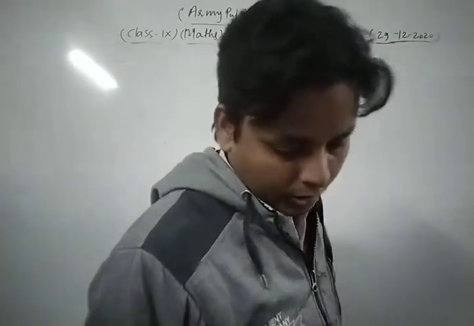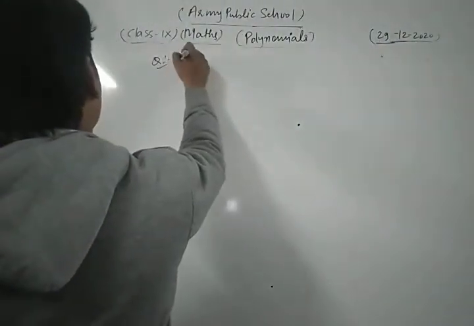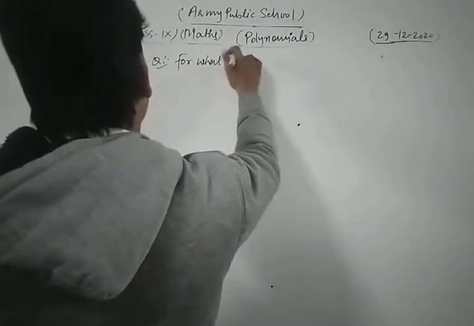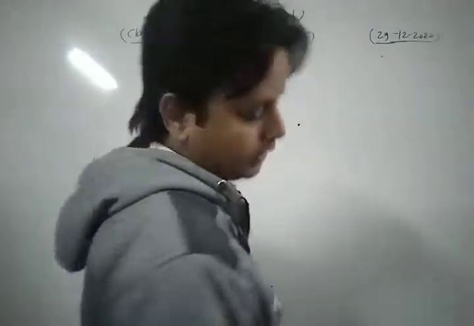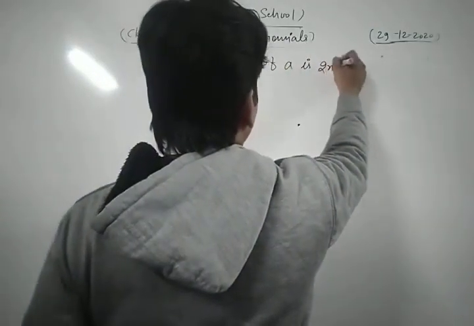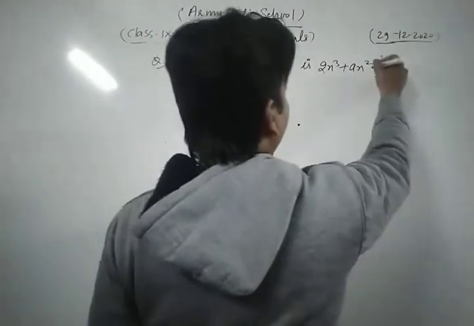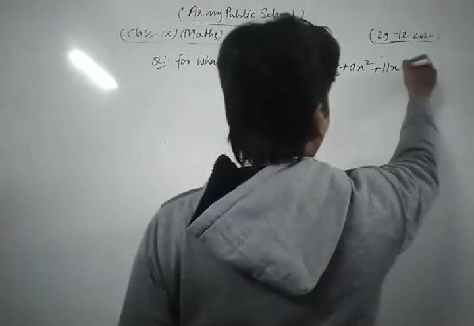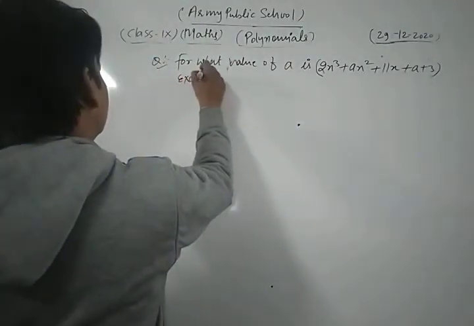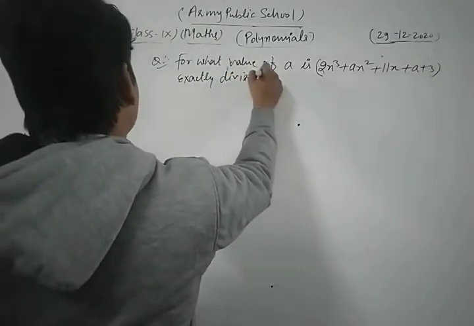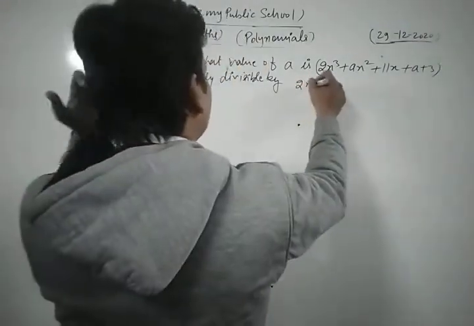Let's see. Your question is: for what value of a is 2x cube plus ax square plus 11x plus a plus 3 exactly divisible by 2x minus 1?